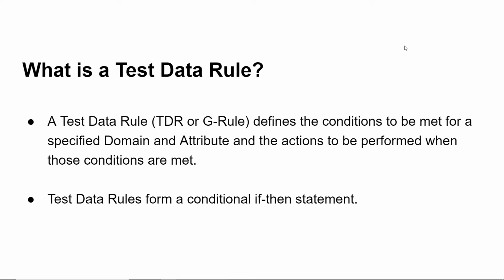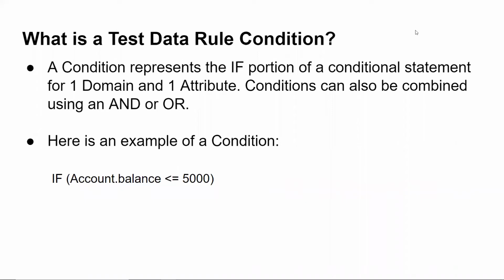What is a test data rule? A test data rule defines the conditions to be met for a specified domain and attribute, and the actions to be performed when those conditions are met. Test data rules form a conditional if-then statement. What is a test data rule condition? A condition represents the if portion of a conditional statement for one domain and one attribute. Conditions can also be combined using an and or. Here is an example of a condition. If account balance is less than or equal to 5,000, this is a condition for a test data rule.